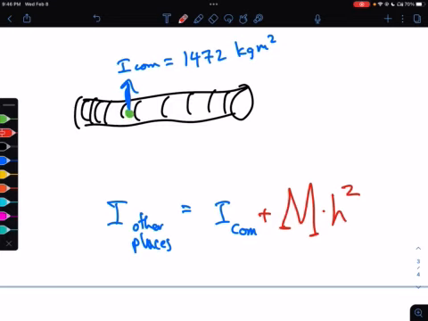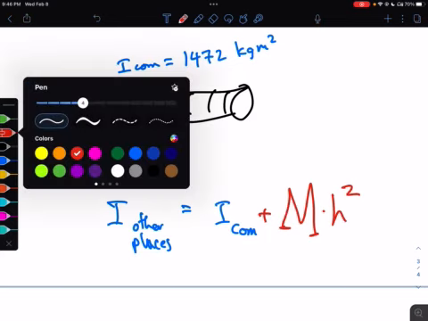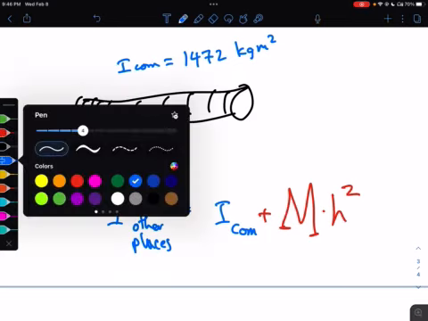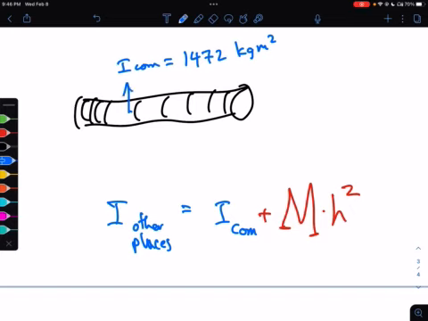So what am I talking about? The h is kind of lame. I wish they hadn't picked h as a silly letter. Here's what's happening. We know ICOM is 1472, but suppose we want to shift our green dot over to here, where the rod is much less dense, and we want to spin it around over here. This is called I other place.